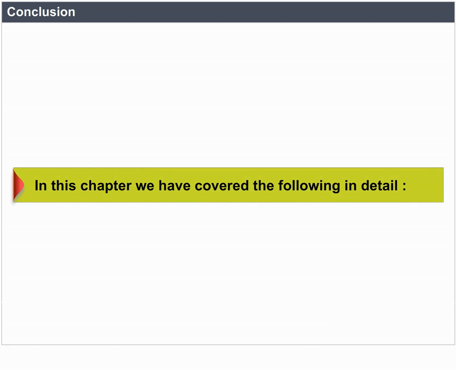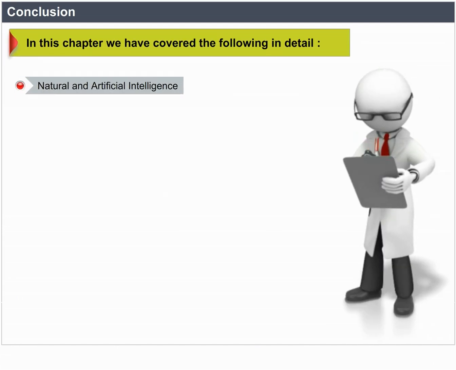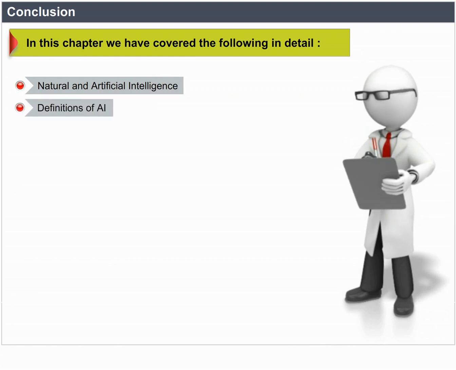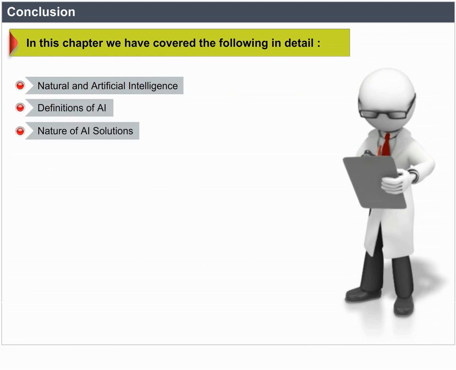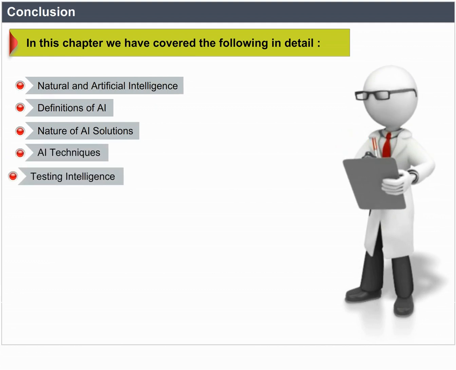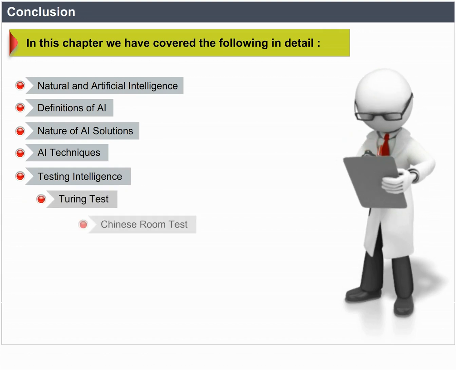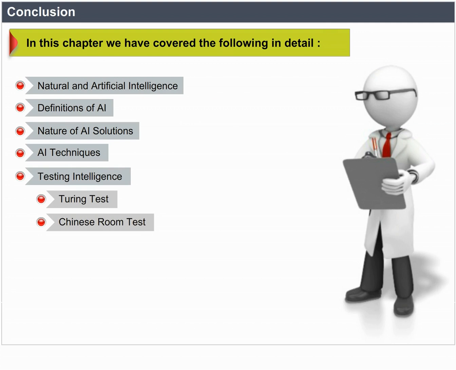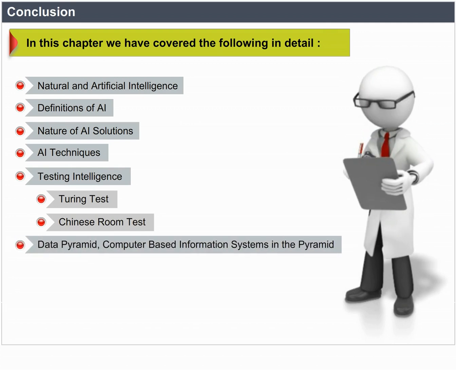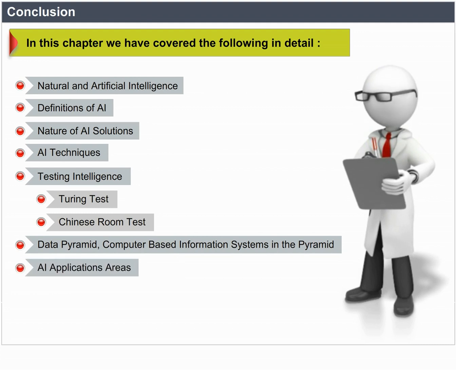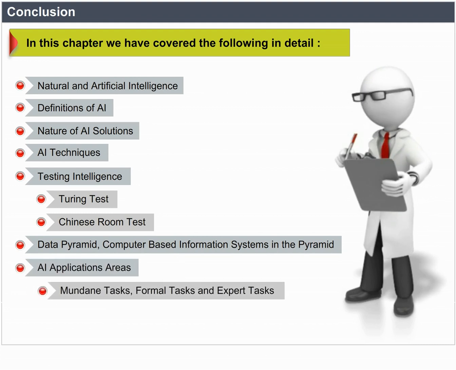Conclusion. In this chapter, we have covered the following in detail. Natural and artificial intelligence. Definitions of AI. Nature of AI solutions. AI techniques. Testing intelligence: 1. Turing test, 2. Chinese room test. Data pyramid. Computer-based information systems in the pyramid. AI application areas: mundane tasks, formal tasks, and expert tasks.